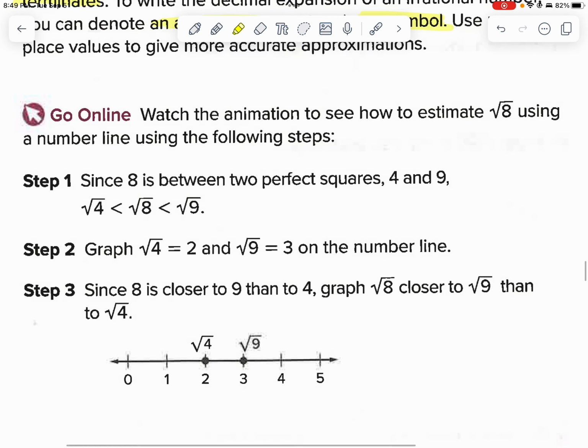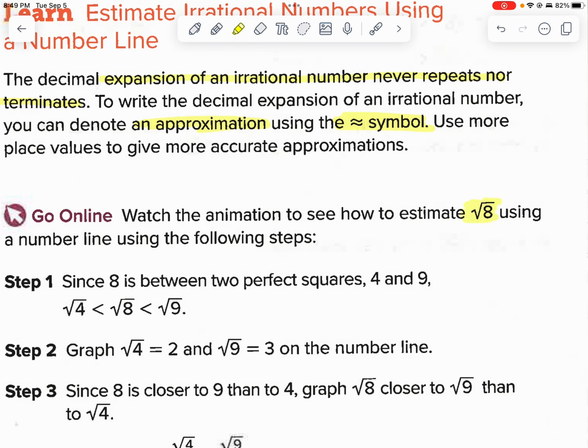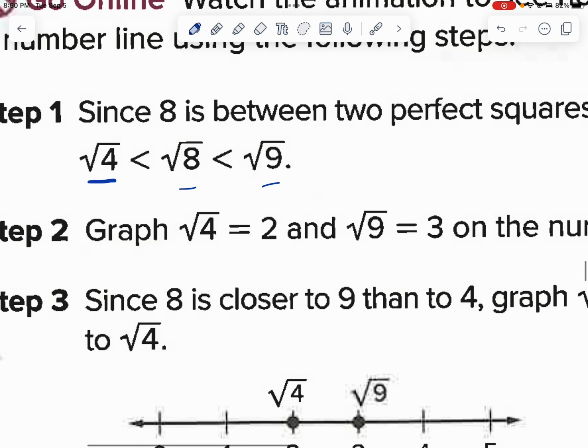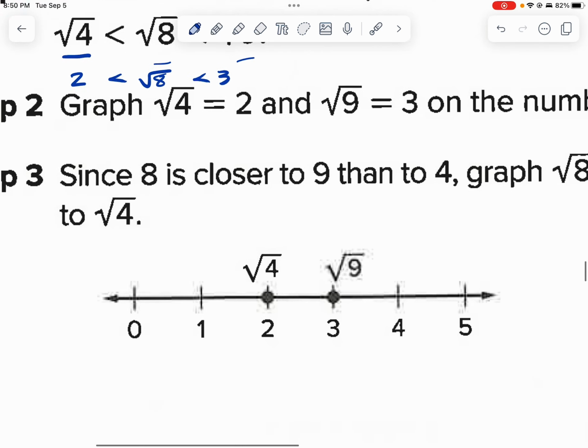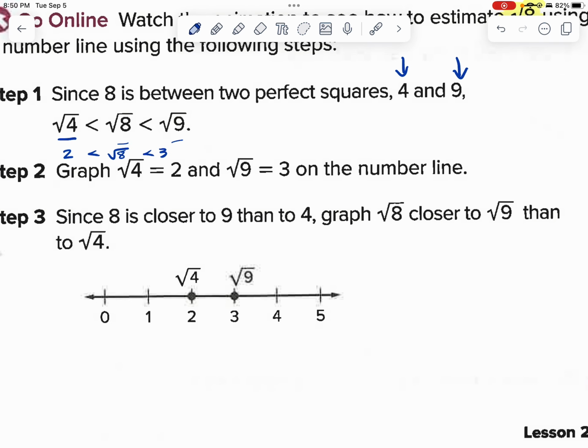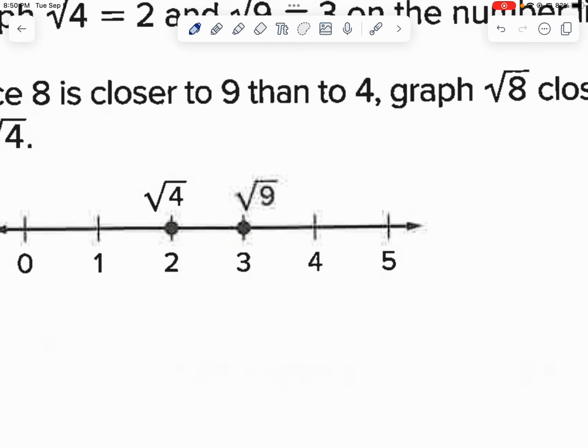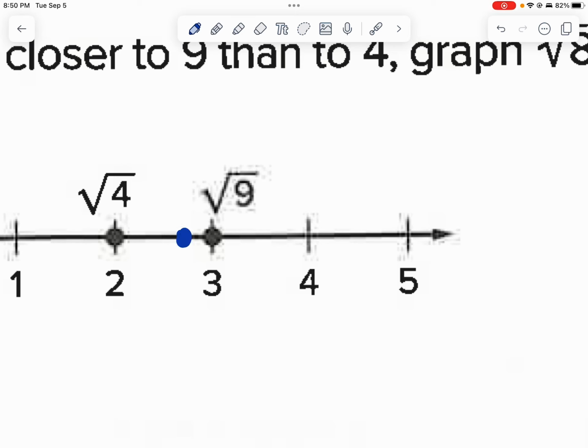So, if I look at this, I've been given the square root of 8. The first thing I'm going to do is look at the two perfect squares that are above and below 8. The perfect square below 8 is 4. The perfect square above 8 is 9. So the square root of 4 is less than the square root of 8, which is less than the square root of 9. So it's somewhere in between. This is 2, remember, and this is 3. So it's somewhere between 2 and 3. Now, 8 is closer to 9 than it is to 4. So somewhere around here is going to be the square root of 8.